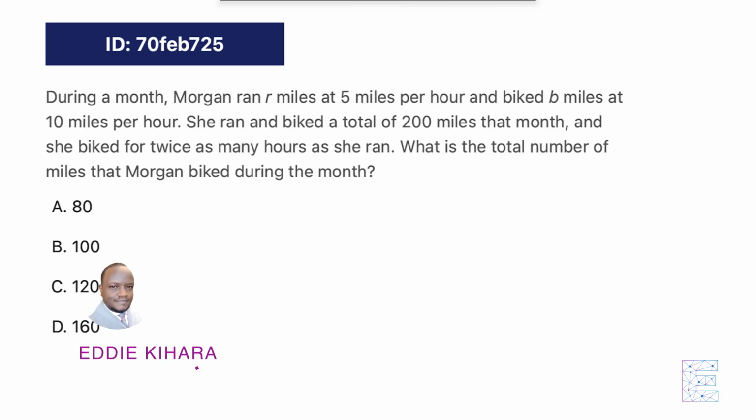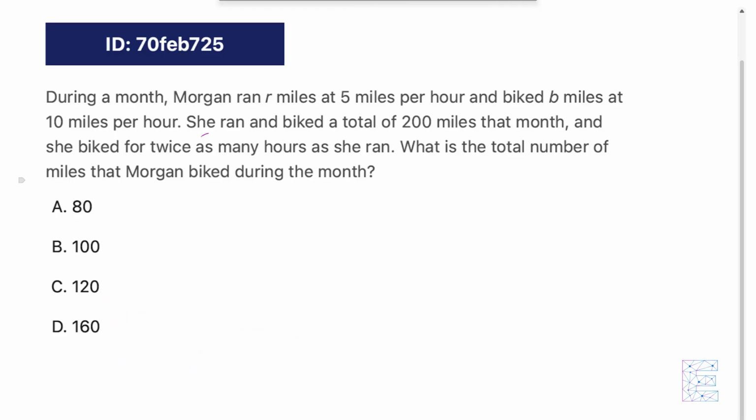During a month, Morgan ran R miles at 5 miles per hour and biked B miles at 10 miles per hour. She ran and biked a total of 200 miles that month, and she biked for twice as many hours as she ran. What is the total number of miles that Morgan biked during the month?